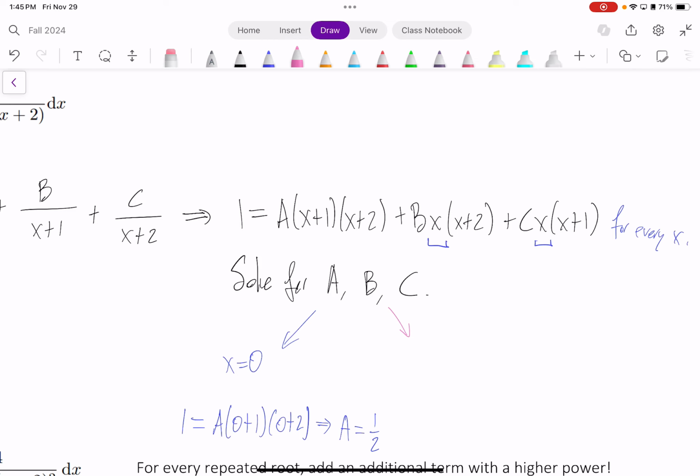So let's try and solve for b now. So notice the a and c terms both have factors of x plus 1. So if we want to solve for b, let's set x to be equal to -1. That way it eliminates those a and c terms. So we'll get 1 is equal to b times -1 times -1 plus 2. So b is going to be equal to -1.